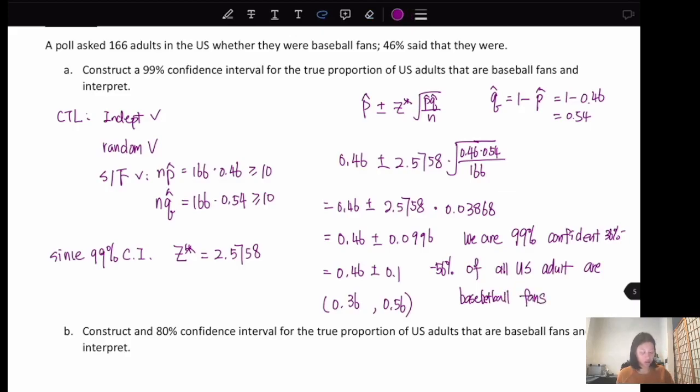So now this part contains three things. One, the level of confidence. Second, the range, which is 36% to 56%. And third, the population proportion, all the US adults.